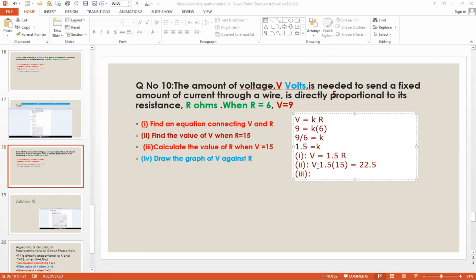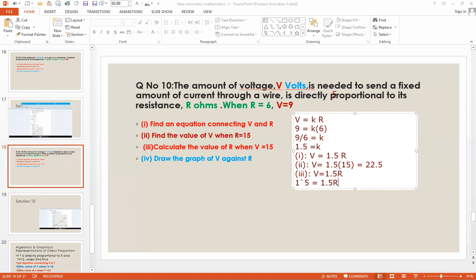Here I have to put the equality sign. Now it comes to the last part, that is V is equal to 1.5 R, capital R. Now, the third part, the value of R you have to find, but the value of V is given. Again, the value of V is 15.